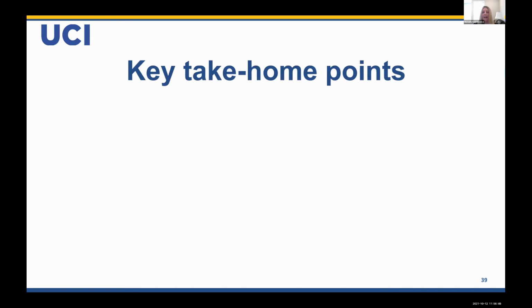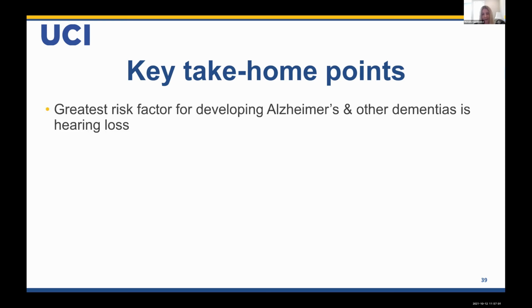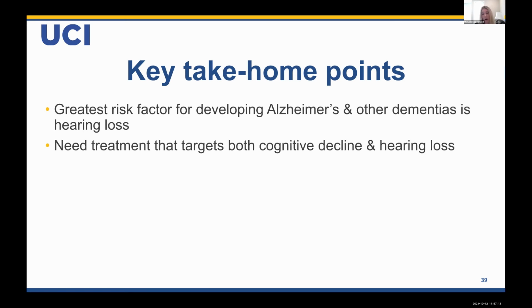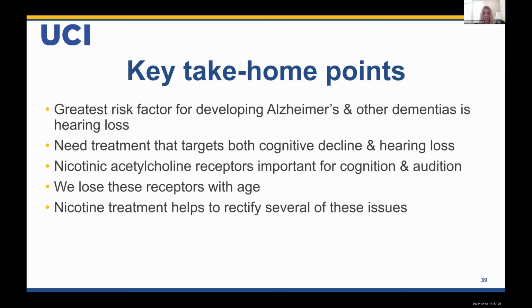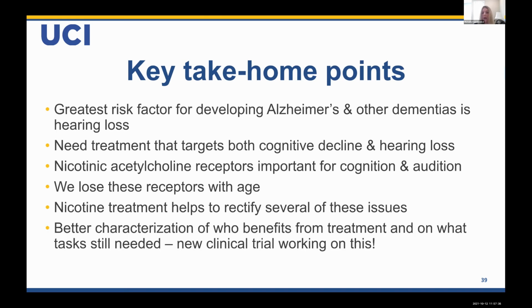So I want to end this talk with some key take-home points. If you remember anything at all from this talk, these are the points that I would like you to take home with you and hopefully give you some new knowledge from this talk, if anything. So the first is that the greatest risk factor for developing Alzheimer's and other dementias is hearing loss. So we need treatments that target both cognitive decline and hearing loss. And nicotinic acetylcholine receptors are important for both cognition and audition. And we lose these receptors with age. But nicotine treatment can actually rectify several of these issues as we discussed. And we're hoping to further look into that to see what more exactly it can help with and understanding how and why. So that's what our new clinical trials are working on.